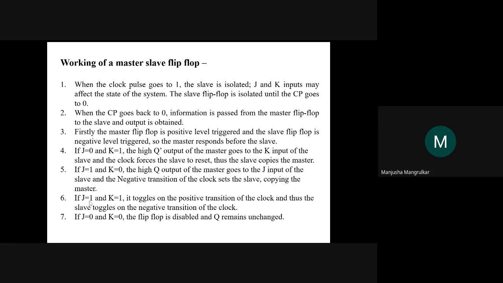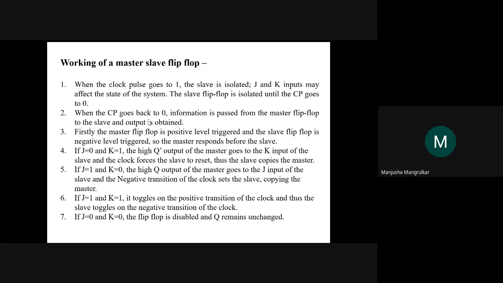Now the condition is that J is equal to 1 and K is equal to 1. It toggles on the positive transition of the clock, and thus the slave toggles on the negative transition of the clock. So this will toggle with the positive and the negative. And J is equal to 0, K is equal to 0 means the flip-flop is disabled, and Q remains unchanged, because when both inputs are 0, the output is unchanged. It is constant, so the flip-flop is disabled when J and K are 0. So this is the working of the master and slave.